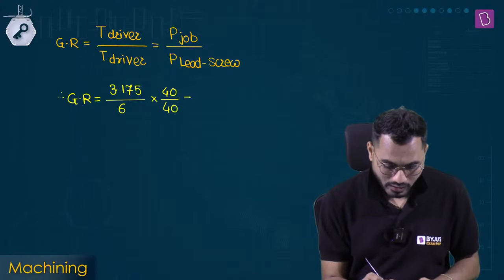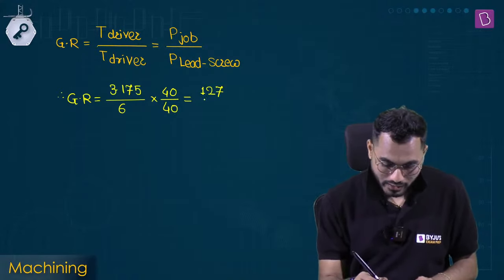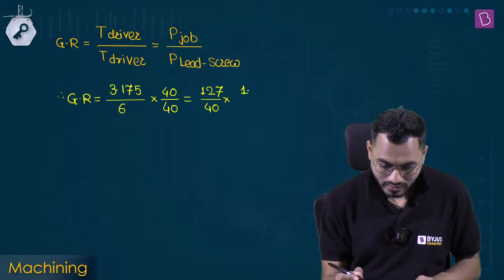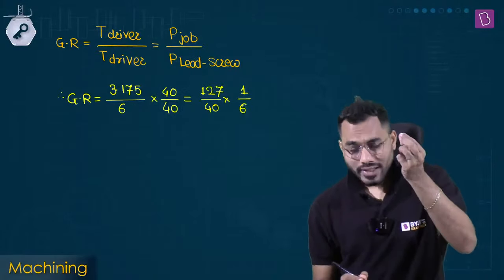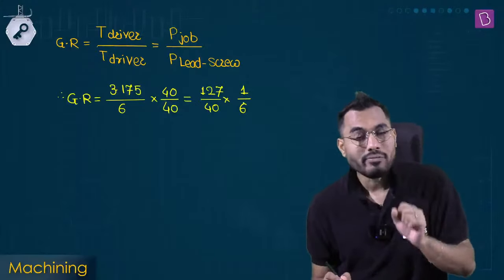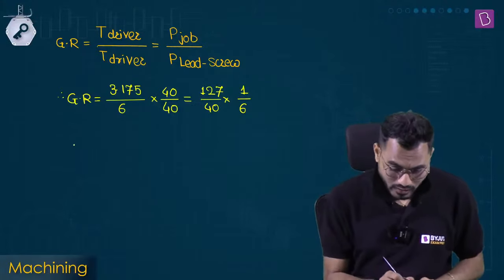If I multiply by 40, I'm damn sure that it will come to 127 divided by 40, multiplied by, taking the 6 aside, 1 by 6. Now, is there any gear which has one tooth? Is there any gear which has 6 teeth? It is not available. So again we have to do multiplication or simplification.